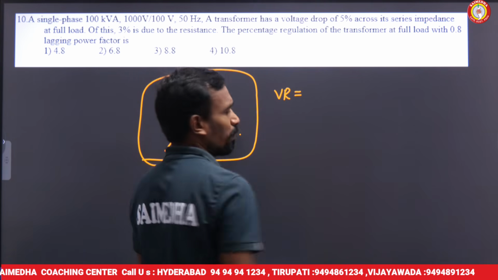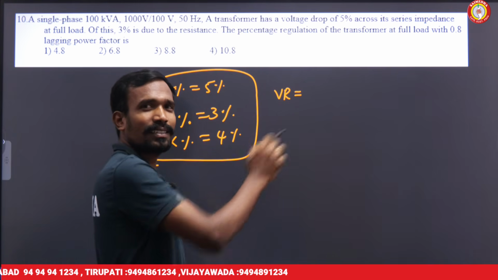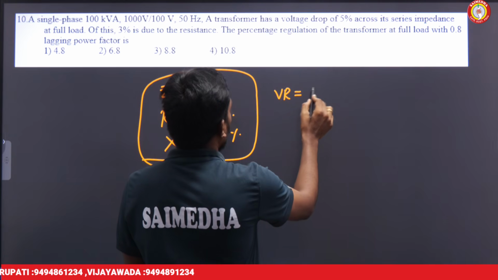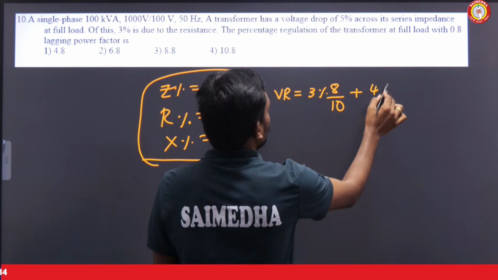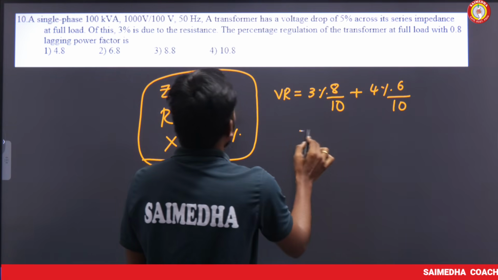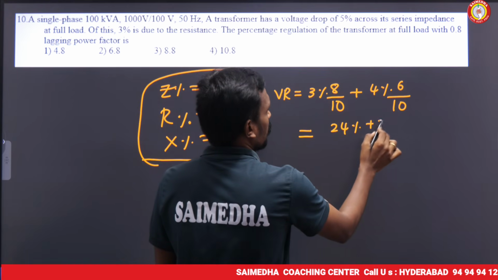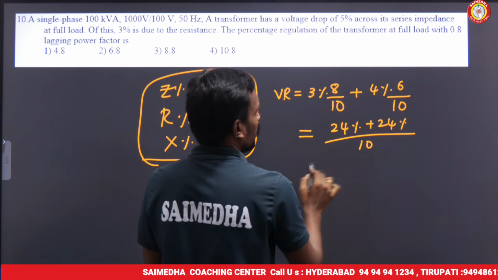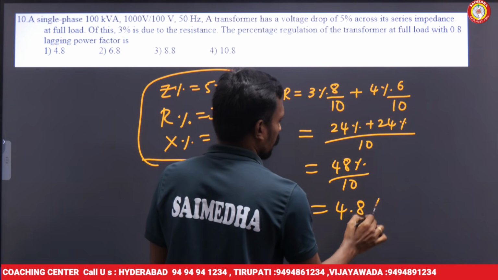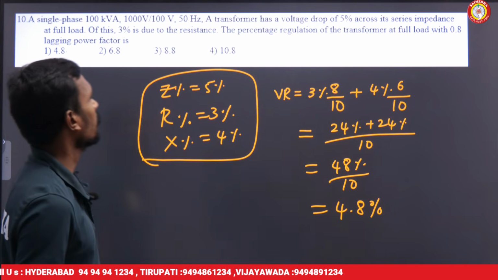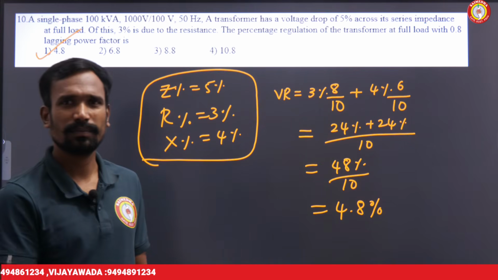Tell me. Previously we discussed a pure resistive load. Now they are asking at 0.8 lagging. Voltage regulation is equal to percentage resistance into cos phi, and they are asking for lagging, plus percentage reactance into sin phi. Percentage resistance into cos phi is 2.4% plus 2.4%, which is 4.8%. 4.8% is the voltage regulation. They are asking the percentage regulation, simply 4.8% only. Simple question, sir.